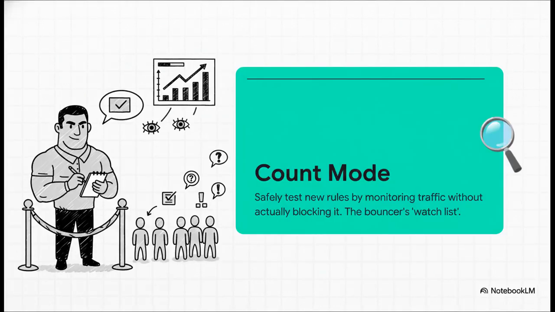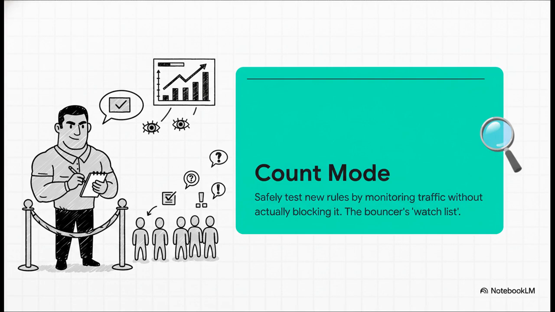Now remember that third action, count? Well, this is its superpower. Putting a new rule in count mode is like giving your bouncer a new instruction, but telling them, hey, for now, don't actually block anyone based on this new rule. Just keep a list for me. Make a note of everyone who would have been blocked and let me know. This lets you safely test the impact of a new rule without accidentally blocking your legitimate customers. It's a lifesaver.